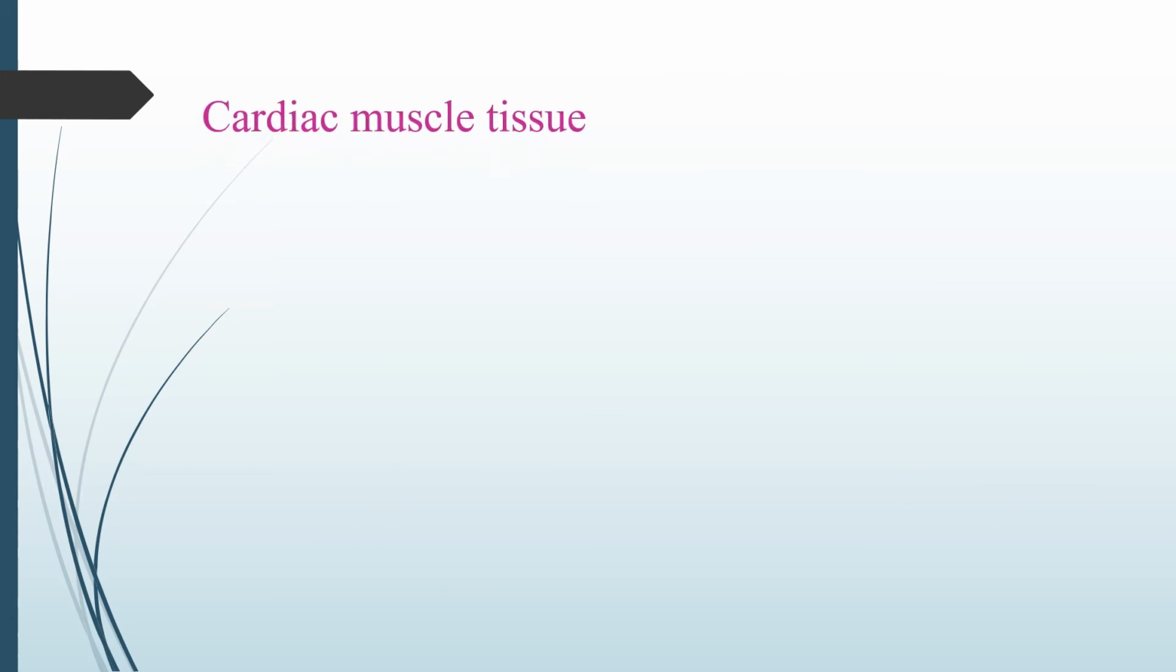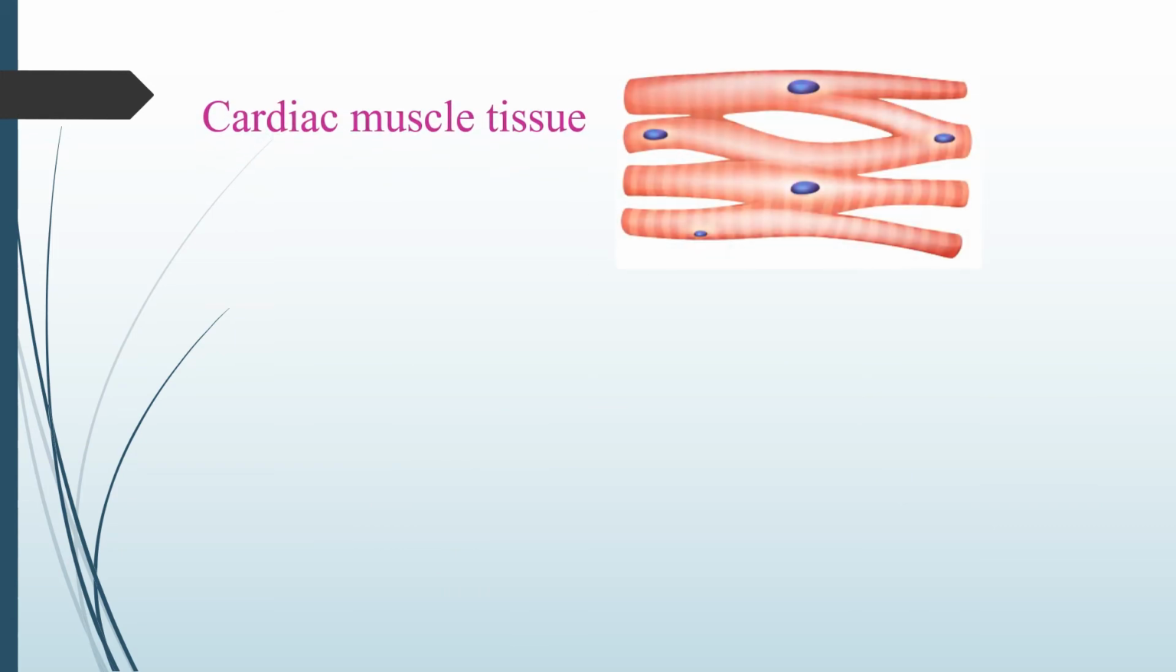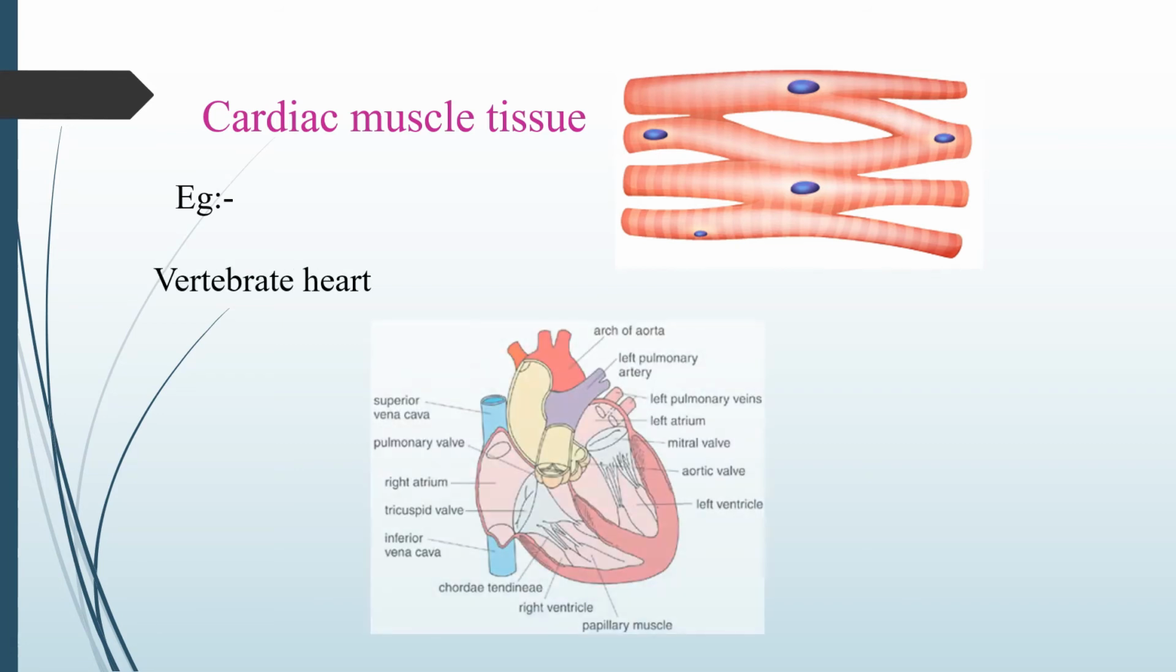The next muscle tissue type is cardiac muscle tissue. In this picture, you can observe the cardiac muscle tissue. It is exclusively found in the vertebrate heart.